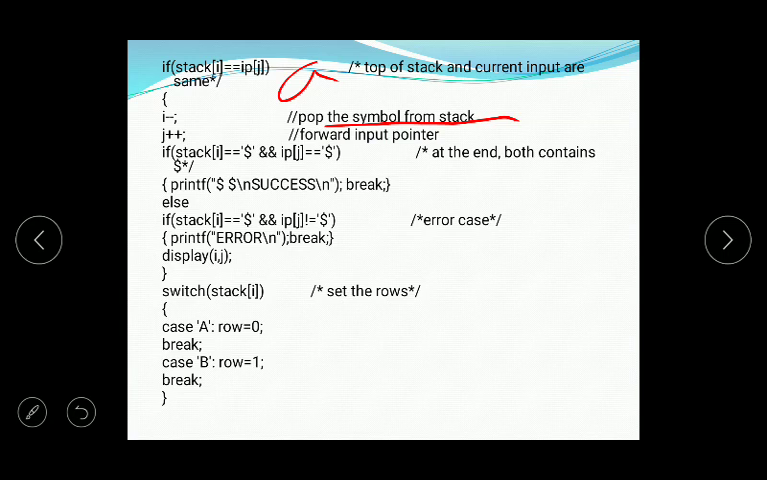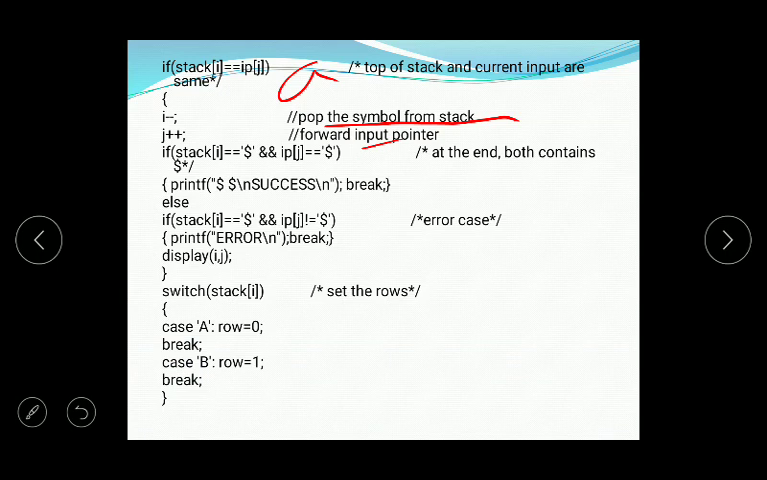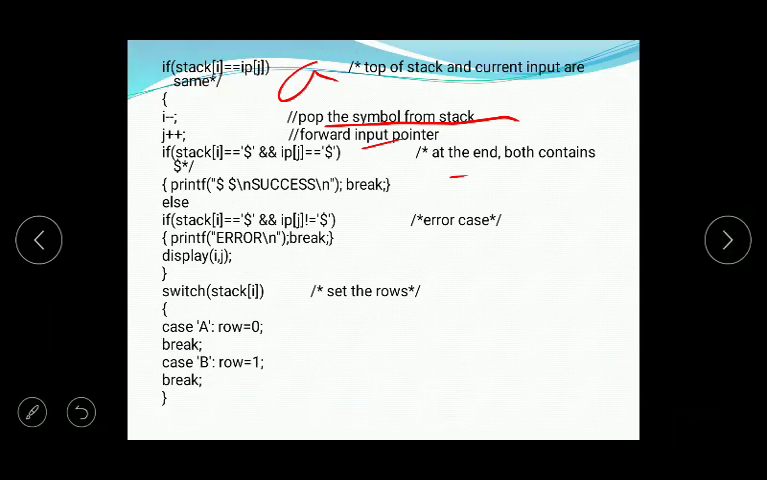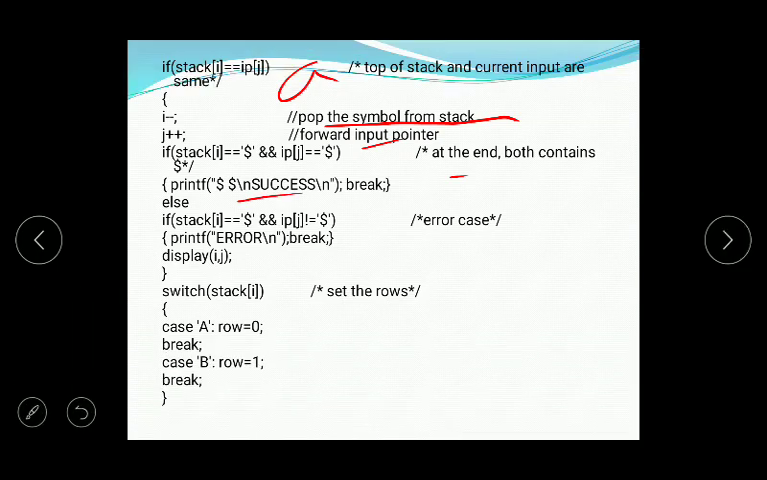Pop the symbol if they are the same, and forward the input pointer, as I explained with the example. Then one more if statement. At the end, what you have to check is whether both contain dollar or not. So if stack of i is dollar and input of j is also dollar, then print success.